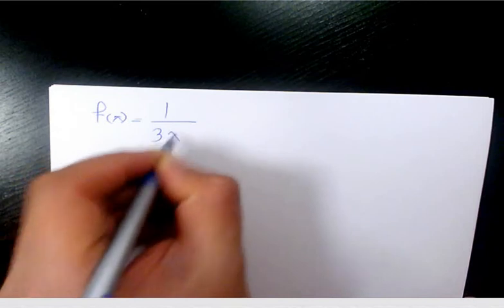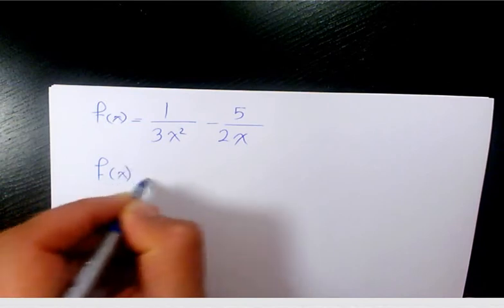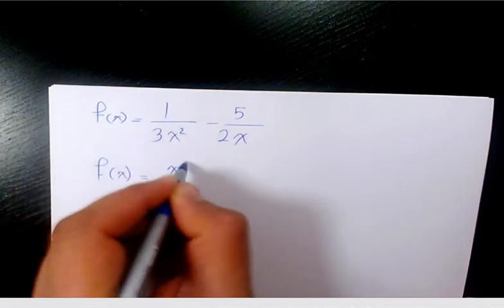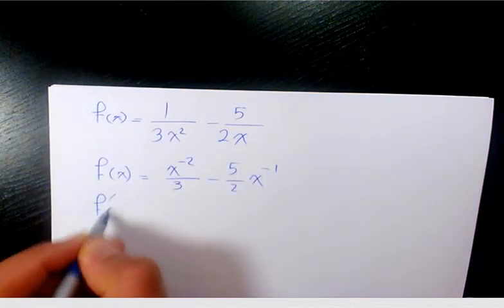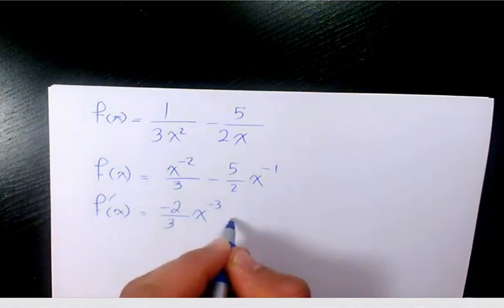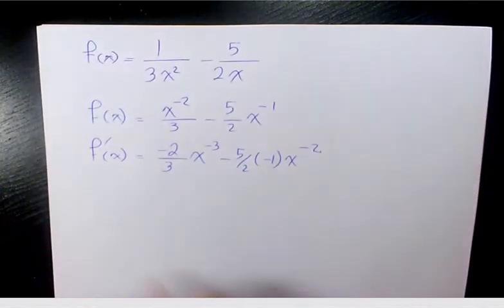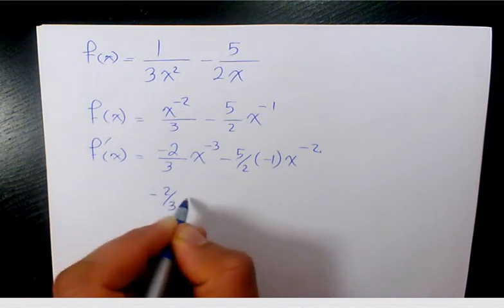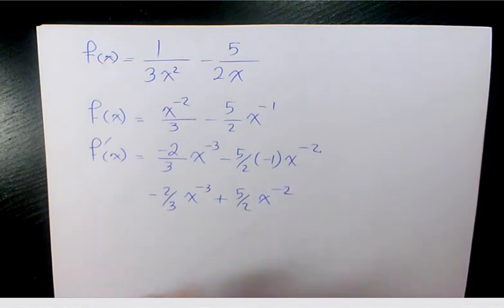Next example. F of x is 1 over 3x squared minus 5 over 2x. F of x, if we rearrange it in negative power, it's going to be 5 over 2x to the power of negative 1. So f prime is going to be negative 2 over 3x to the power of negative 3, negative 5 over 2 times negative 1 times x to the power of negative 2. So that will be negative 2 over 3 x to the power of negative 3 plus 5 over 2 x to the power of negative 2.